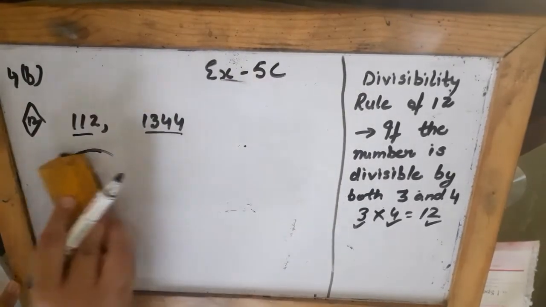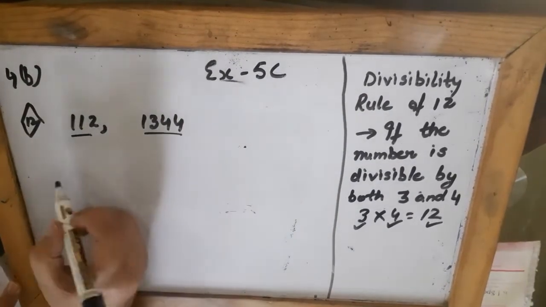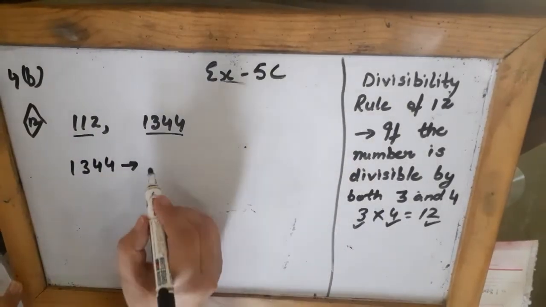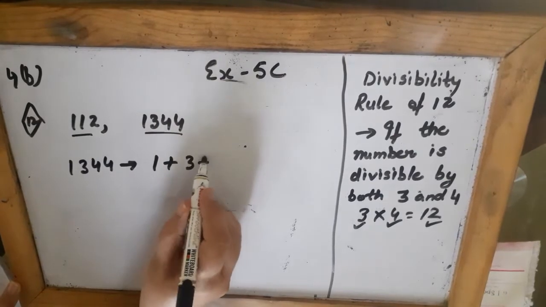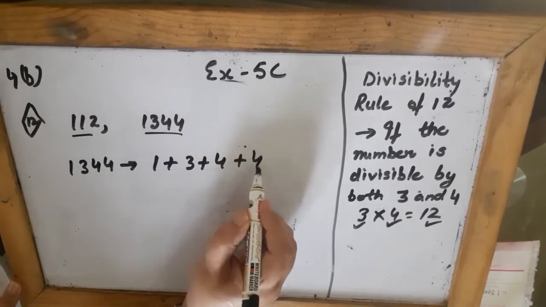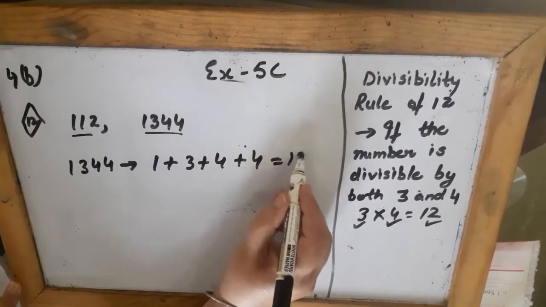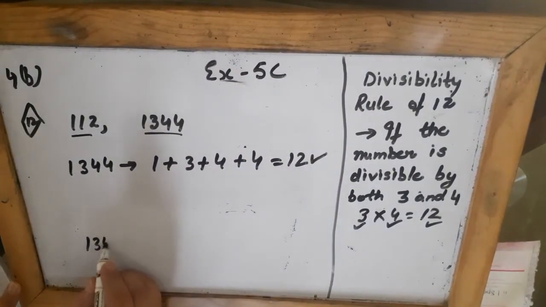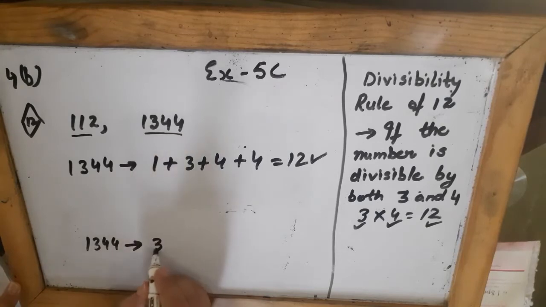Okay, now let me take the next example, 1344. I have to first check with 3. So what is the rule for 3? I have to take out the sum of all the digits. 12. So is this 12 divisible by 3? Yes. So it means that 1344 is divisible by 3.